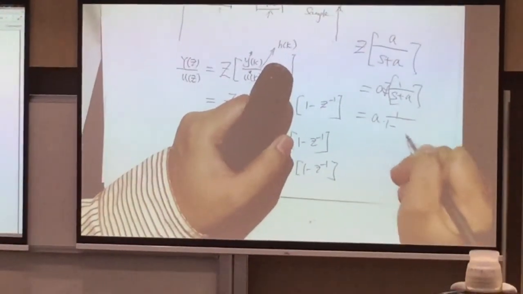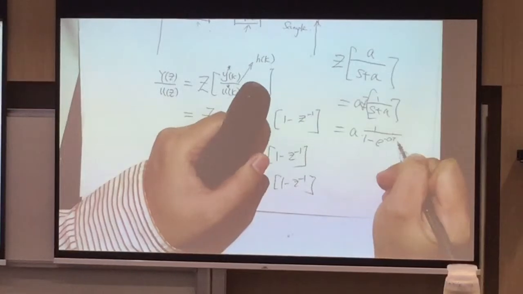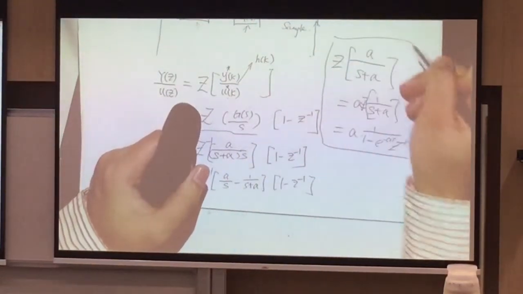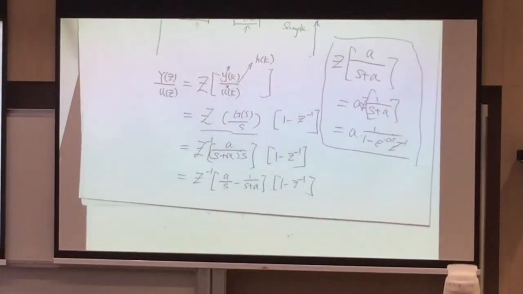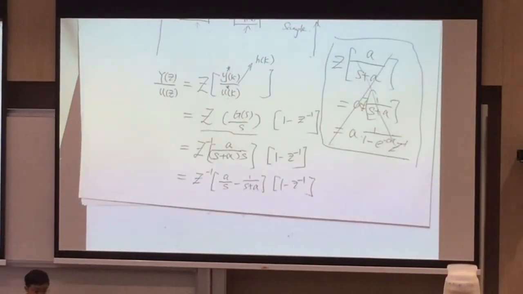1 over 1 minus e power minus a, z power minus 1, right? Is the answer correct or not? It's not correct. Okay, this is the difference. They're not the same, right? Is it the same? Not the same. Why not?